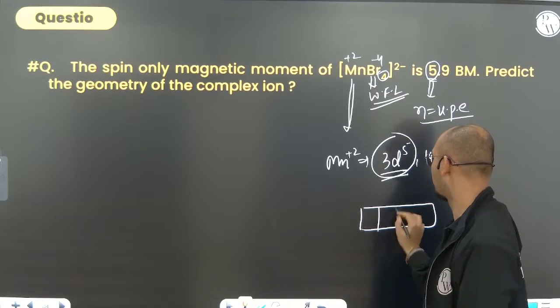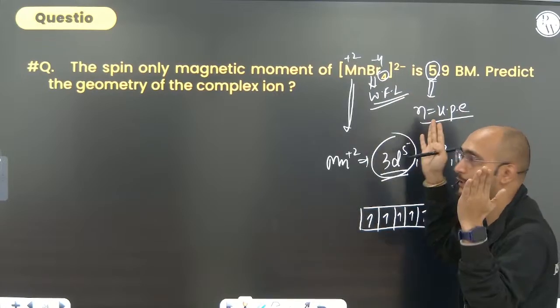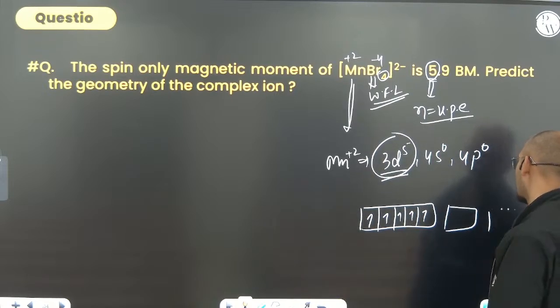Can you fill the d orbitals, bhai? 1, 2, 3, 4, 5. All the d are filled. Because it is a weak field ligand, there is not going to be any kind of pairing up. Leave the s.